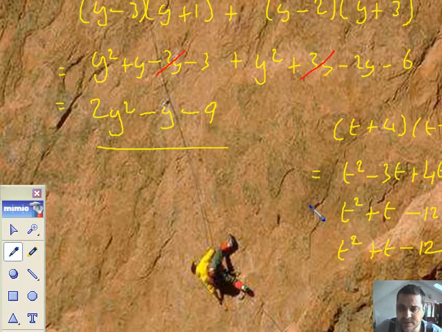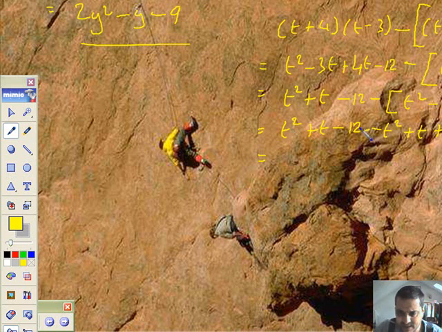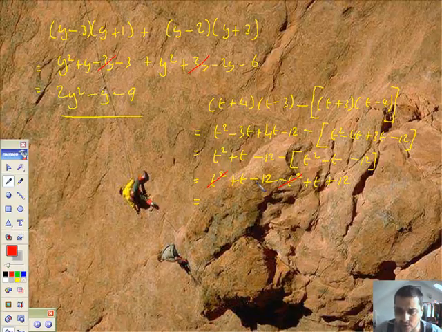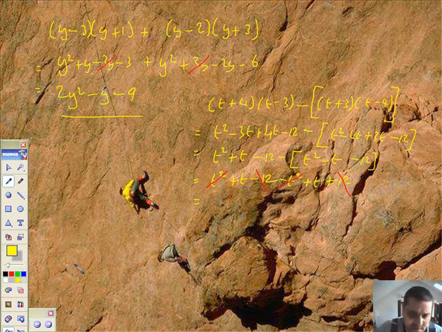What have I got? All these are equal, by the way, because I've not made any mistake, I don't think. t squared take away t squared, let's just cancel that to show that it's gone. What's minus 12 plus 12? 0. That's gone too. I'm left with t plus t. Answer: 2t, and that's absolutely beautiful.